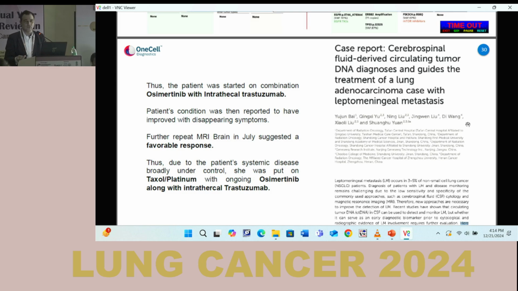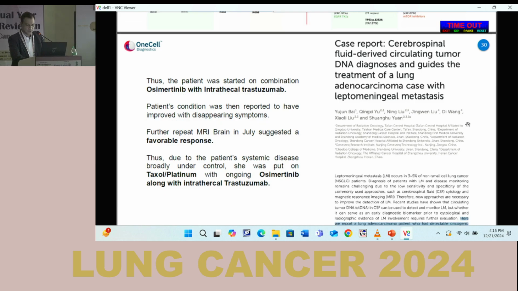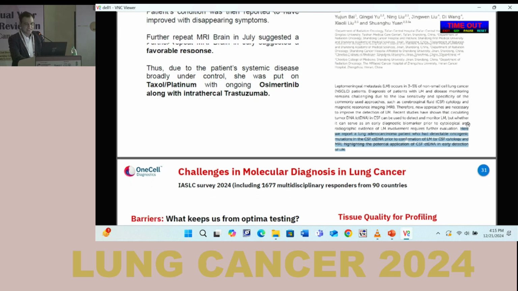And the second question was whether the patient should be treated with osimertinib or trastuzumab. At the end, we know that these are two active pathways, and therefore both have to be targeted. This patient was put on osimertinib with intrathecal trastuzumab, and this test was done in May. Until today, the patient is doing very well, and this is why it is important.